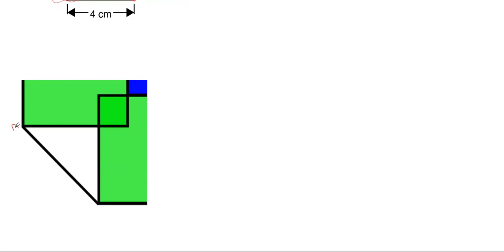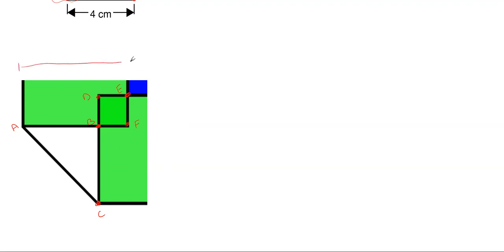Now let's put on some points here. So we're going to call this point A. This intersection we're going to call point B. This one down here we'll call C. We'll call this one up here D. We'll call this one E. And then we'll just call this one F for right now. And then we'll just keep working our way towards the center here.